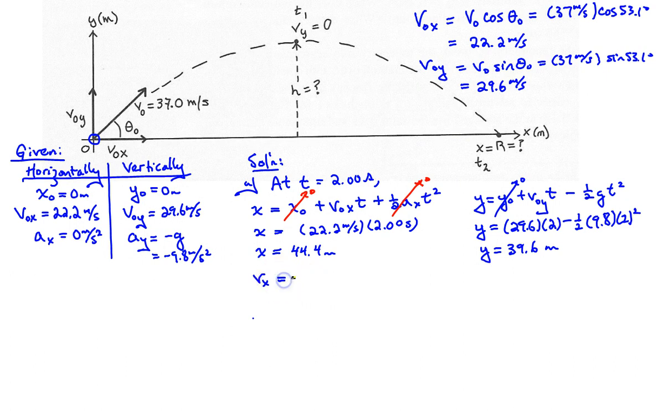So now let's find the horizontal speed and the vertical speed. The horizontal speed is equal to v0x plus ax t, but remember that the acceleration horizontally is 0. So really, the horizontal speed is the same as the initial horizontal speed.